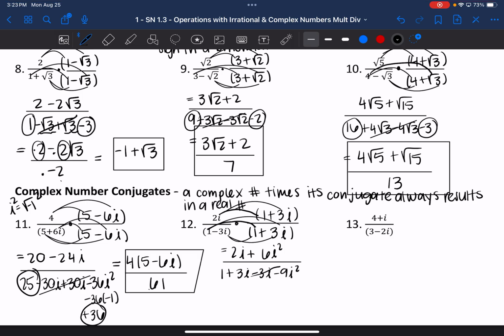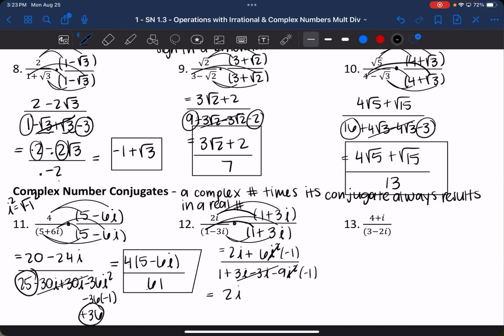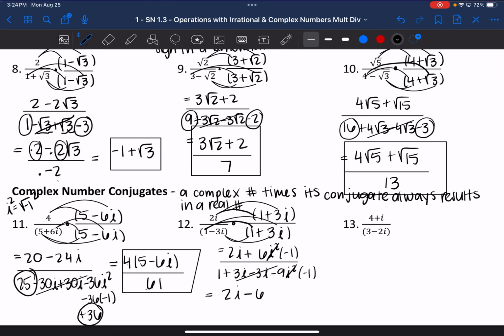Okay, so positive 3i and negative 3i, those go away. Anywhere I see an i squared, we know that we can go replace it with negative 1. So I would have 2i plus 6 times negative 1, which would just be negative 6, over, in the denominator I've got 1, and then here we had negative 9 times negative 1, which would just be positive 9, and 1 plus 9 is going to be 10.